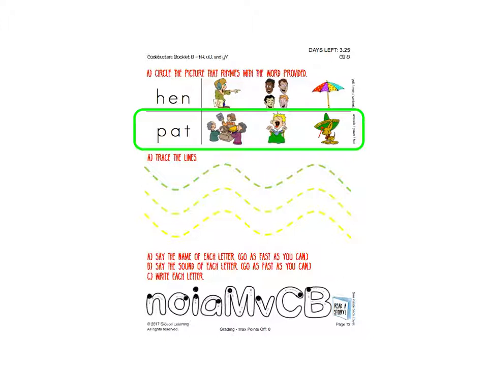If your child still doesn't get it by the end of these two or some other activity in this booklet for the rhyming, then just keep giving them examples. So pat, hat, mat, rat, and different things like that. The more examples you give, the better they'll understand what's going on with this activity.